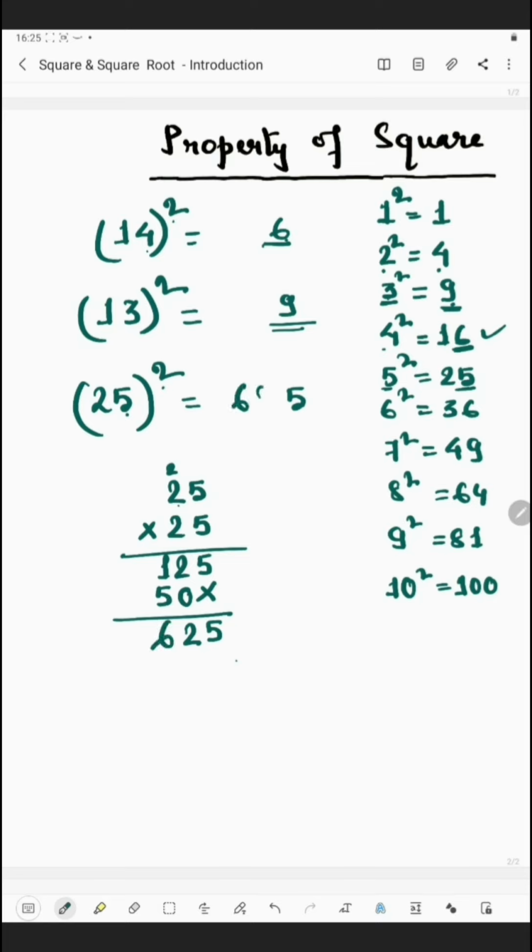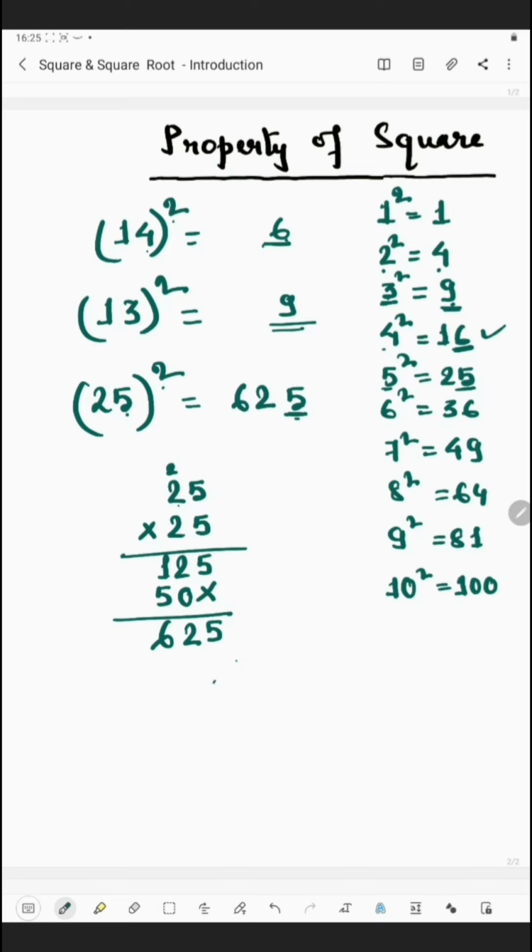So we have 625, in which 5 is at the unit place. So what we have seen is that without finding the square of this, if you check the property of square, we can easily find the digit at the unit place, right? So here the digit at the unit place is 5.